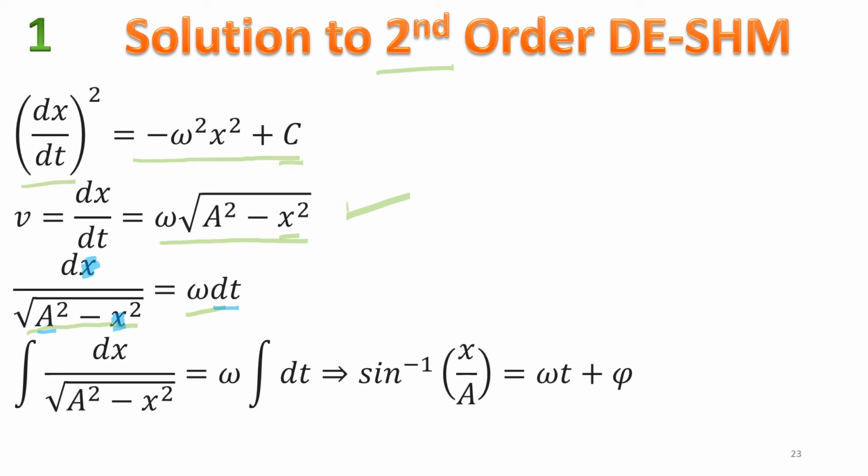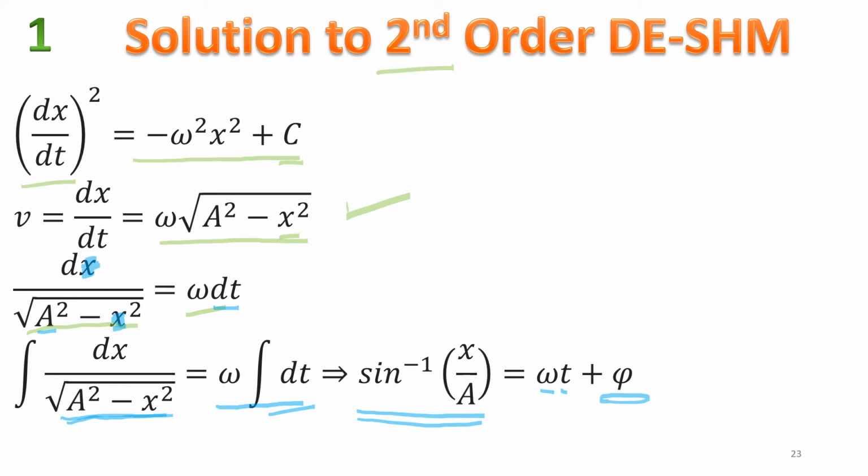So integration dx upon under root of a square minus x square is equal to omega into dt. Using the formula of integration, this is sine inverse of x upon a. This is equal to omega times integration dt, which will be simply t, and we have some constant involved out of this integration that we are calling phase phi.